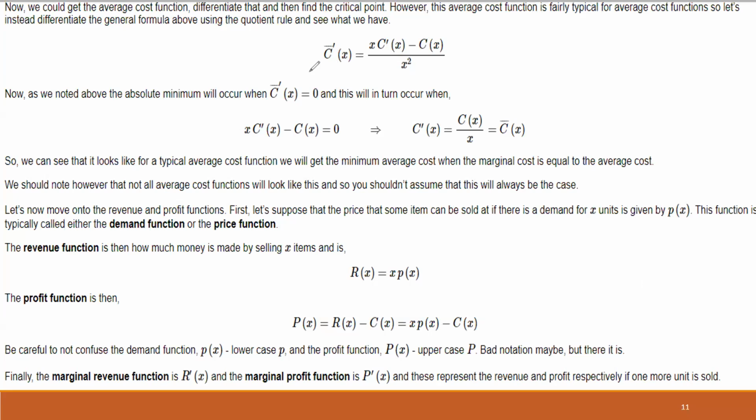And I would have discussed it just now. Note that the absolute minimum will occur when you set this guy equal to 0. The first derivative of your average cost function is equal to 0. And this is what's going to happen.